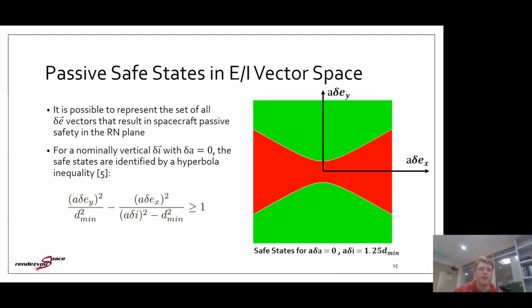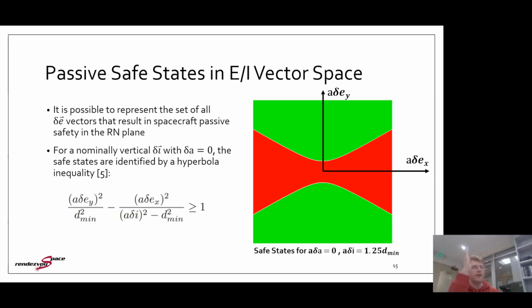A work from Adam Koenig and Dr. D'Amico earlier showed that with a relative eccentricity vector and inclination vector, it need not be directly aligned, of course, but you can actually parameterize a hyperbola where if you can put your relative eccentricity vector inside the green part of this hyperbola, you are in essentially a safe separated state.